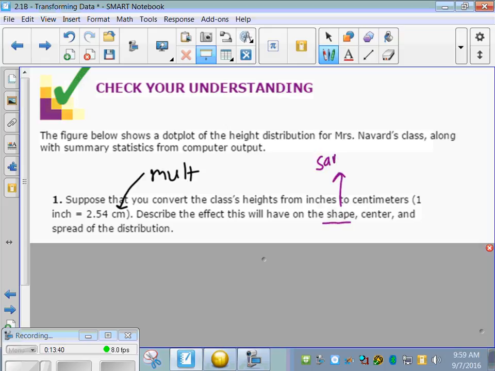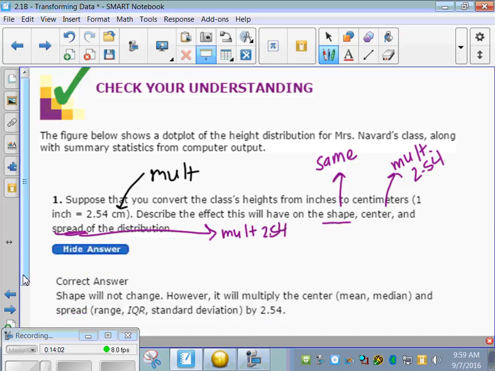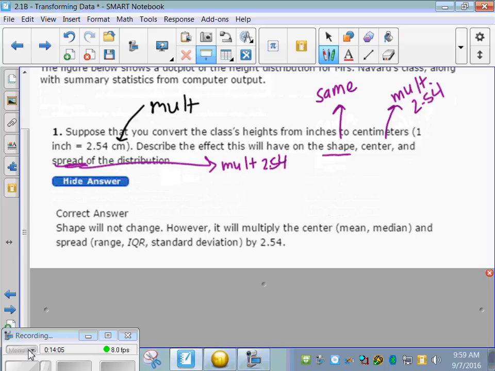It stays the same. Okay, and what happens to the center if we multiply all the data by 2.54? It is also multiplied by 2.54. Cool. And how about the spread if we multiply by 2.54? It is also multiplied by 2.54. Shape will not change. However, it will multiply the mean and the median and the spread, whichever spread you use, range, IQR, standard deviation even, by 2.54. So even standard deviation gets multiplied by 2.54.